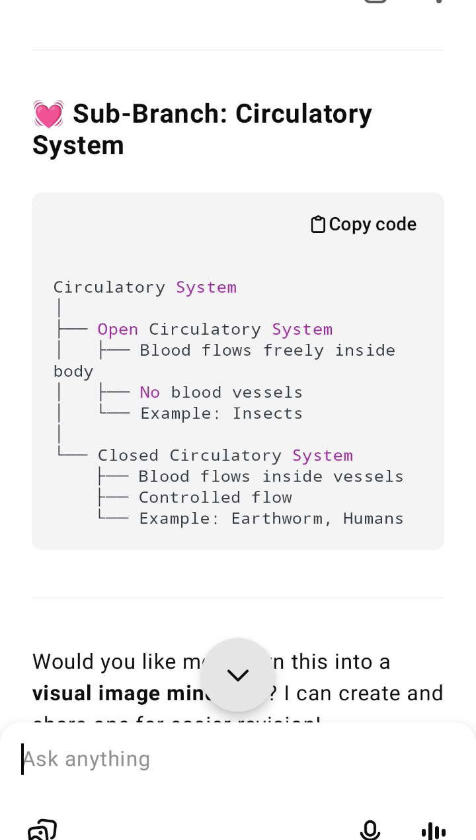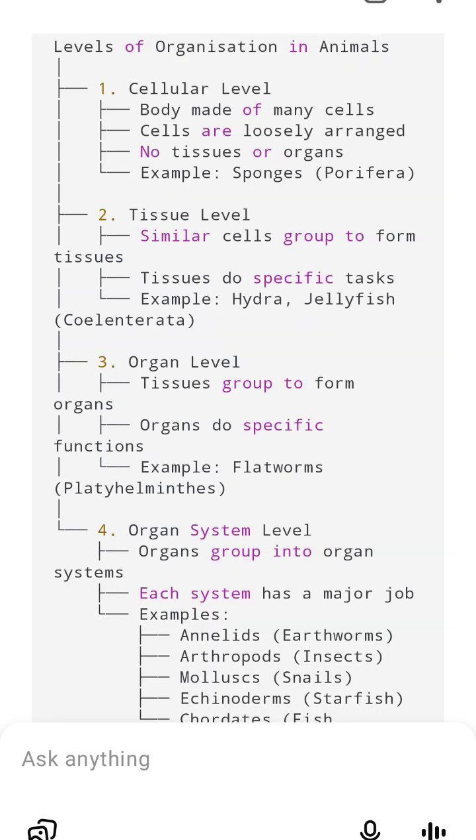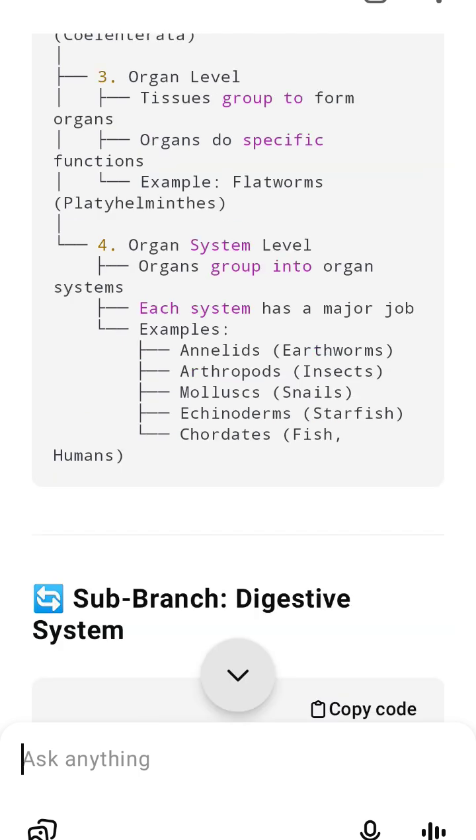Building a city. Let's compare an animal's body to a city. Cells equal bricks. Tissues, walls, made of the same bricks. Organs, buildings, like a kitchen or hospital. Organ systems, the entire city system, like water supply and power grid. As you go from a sponge, like a pile of bricks, to a human, like a fully functioning city, organization becomes more advanced.